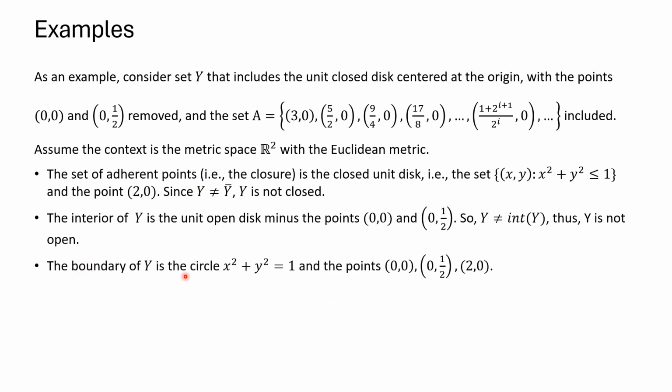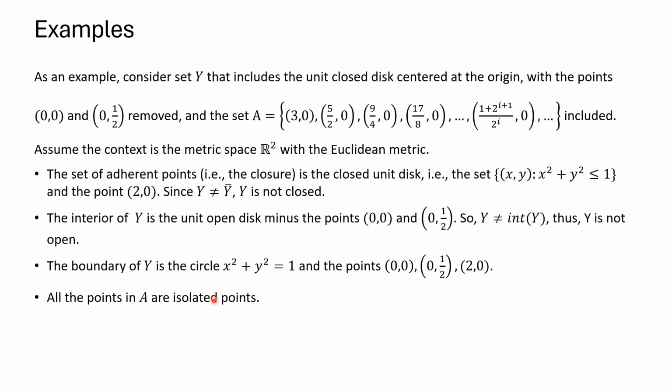The boundary of Y is x squared plus y squared equals 1. In other words, the boundary of the unit disk is part of the boundary of Y, and then you also have these two removed points. Even though they're not in Y, they would be on the boundary. And then we have the limit point of this set A, (2,0). That's also on the boundary because every open ball about this includes both points in A, which is part of Y, and points that are not in Y. So this point is also on the boundary.